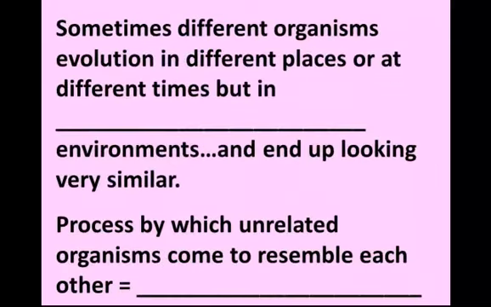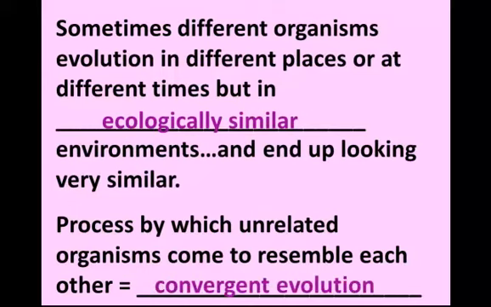Sometimes different organisms evolve in different places or at different times, but because they are living in an ecologically similar environment, they end up looking very similar. And we talked about that idea when we talked about convergent evolution. Converge means to come together. So unrelated organisms, or ones that don't share a recent ancestor, become more alike because they are adapting to live in the same kind of ecosystem.